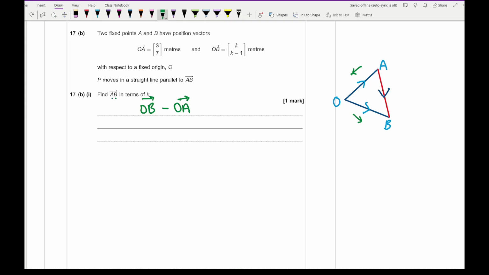Let's put those vectors together. So (k, k-1) subtract OA, which is (3, 7). And then we're just going to collect those two parts together: k-3, and we've got k-1 minus 7, which is k-8, and that is A to B in terms of k.